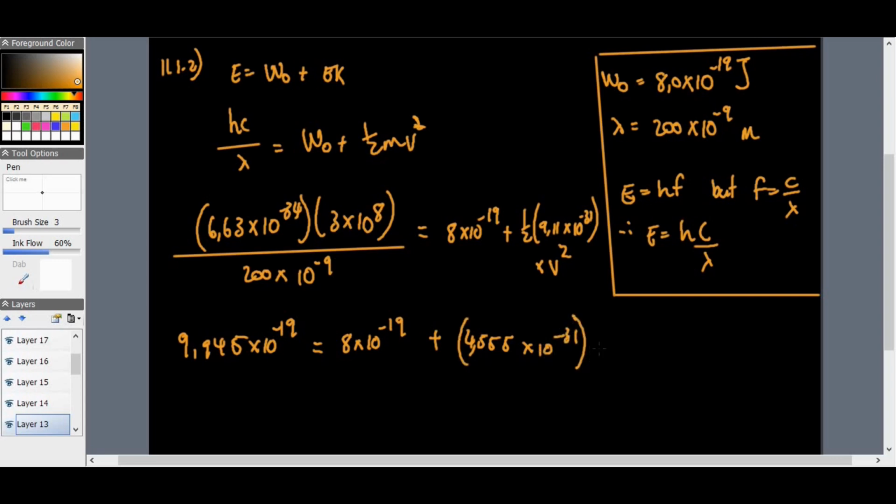brackets v squared. Okay, so you see we've got the same exponent here, so 9,945 minus 8 will give us 1,945 times 10 to the negative 19, which is all equal to 4,555 times 10 to the negative 31 v squared. Okay, if we divide both sides, so 1,945 times 10 to the negative 19 divided by 4,555 times 10 to the negative 31.